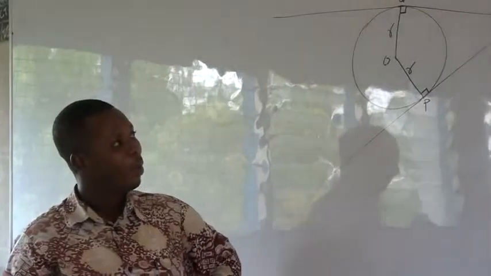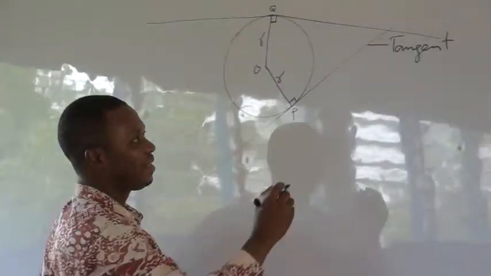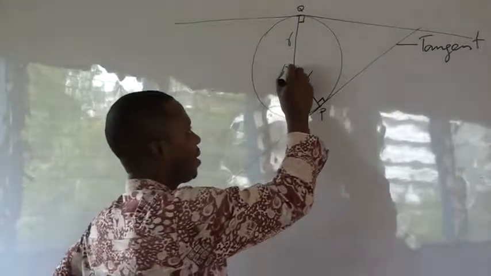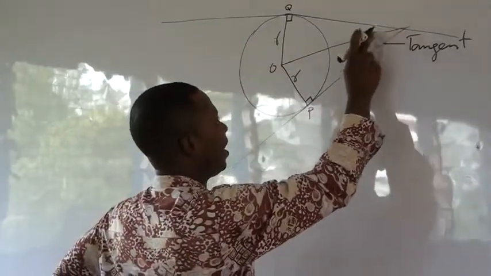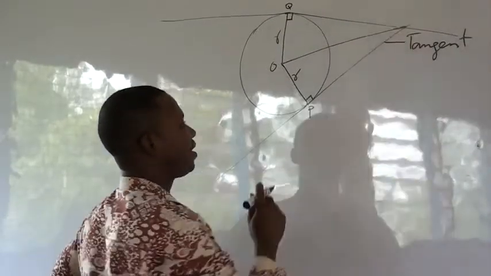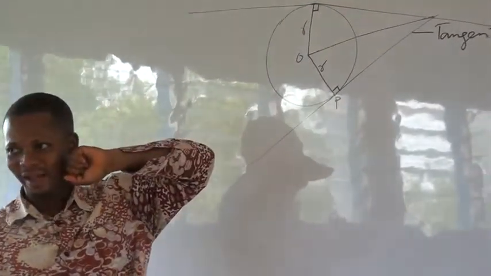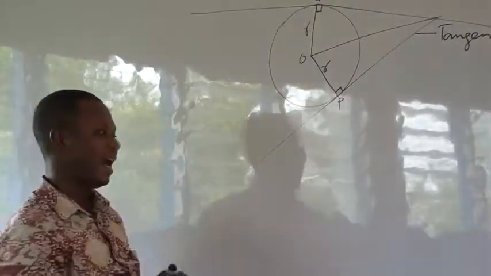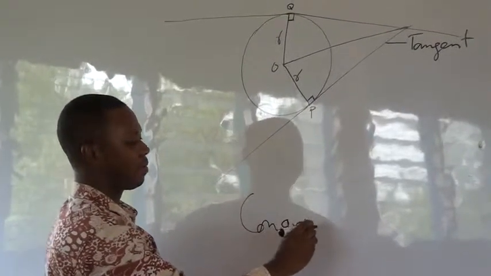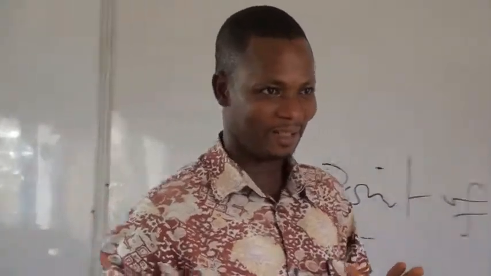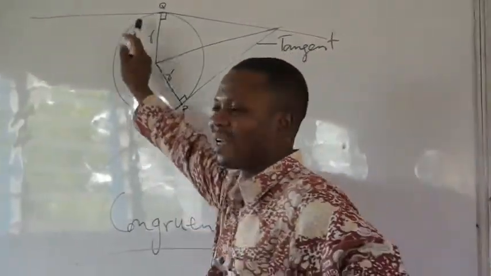90 degrees. What this means is that if we should join the point at which these two tangents are intersecting to the center, we end up generating two identical right-angled triangles. So we said these two right-angled triangles are congruent. So we end up generating two congruent right-angled triangles. Fine.